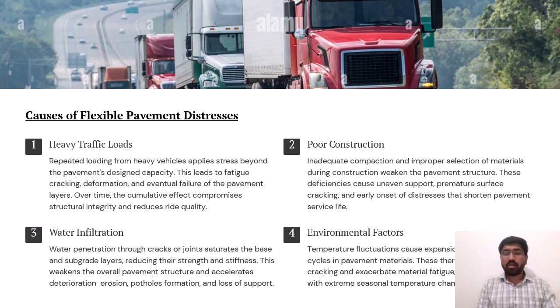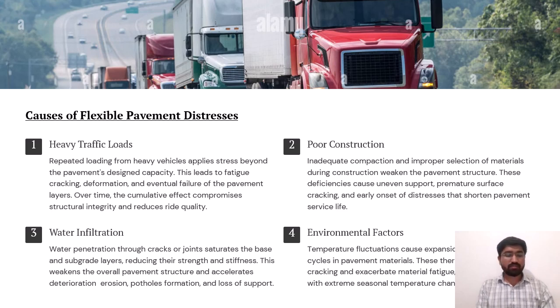Poor construction: inadequate compaction and improper selection of materials during construction weaken the pavement structure. These deficiencies cause uneven support, premature surface cracking, and early onset of distresses that shorten pavement service life. Water infiltration: water penetration through cracks or joints saturates the base and subgrade layers, reducing their strength and stiffness. This weakens the overall pavement structure and accelerates deterioration, erosion, pothole formation, and loss of support.